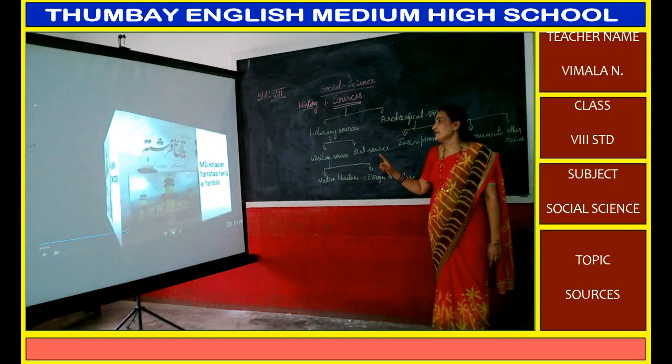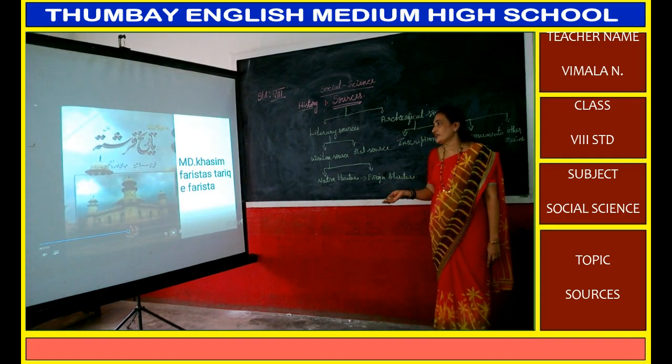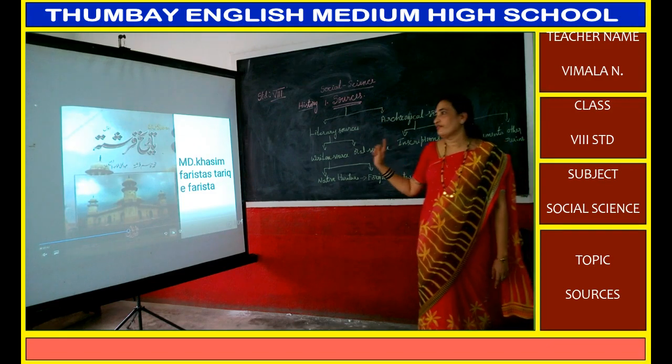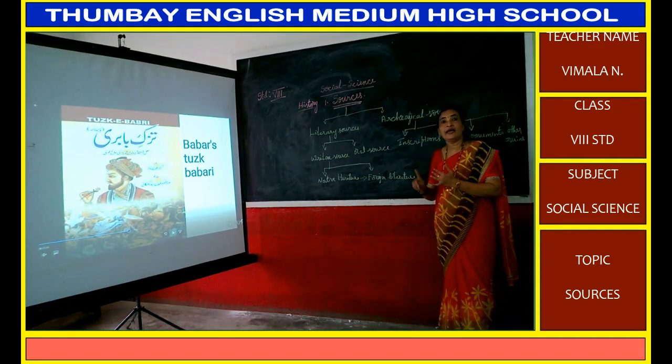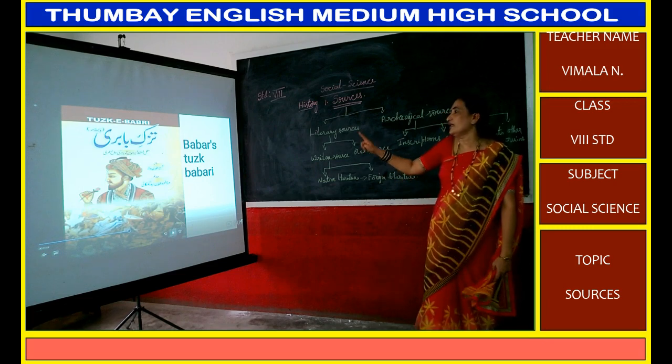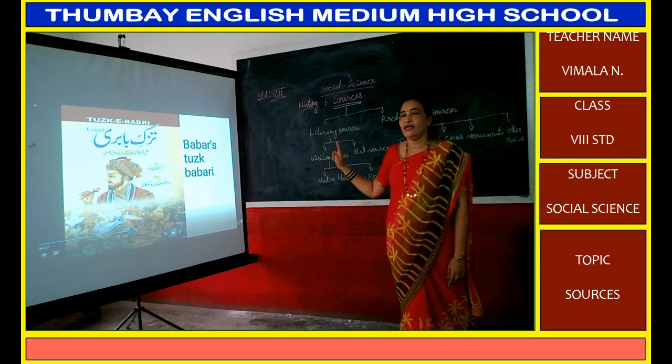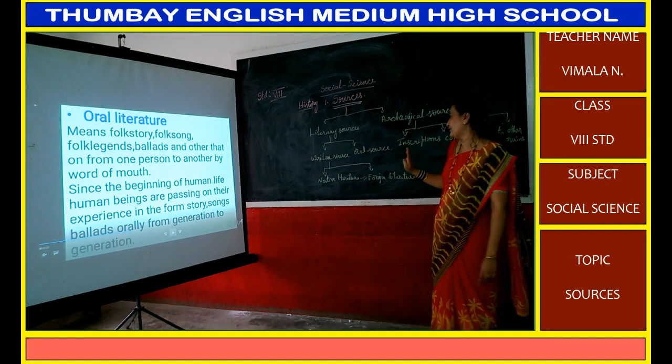And next is Muhammad Qasim Firishta, who wrote Tarikh-i-Firishta. Then, the Mughal Emperor Babur composed Tuzuk-i-Babri. These are all the foreign literatures.